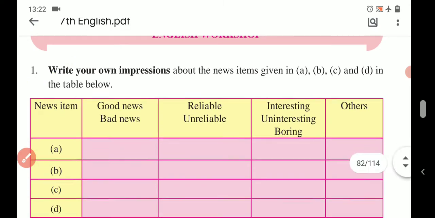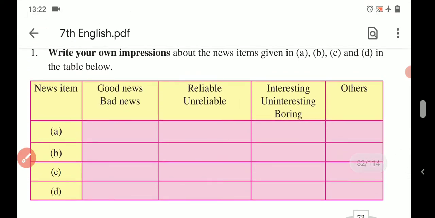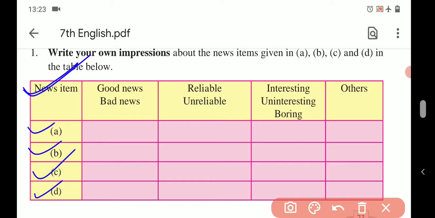We have gone through 4 news items. They are A, B, C and D. About them, we have to write our own impression. So you can write your own answer thinking of all these options given in each column. Here, the first column, which is titled as news item, and here below the news items are A, B, C and D. Next column is of good news or bad news that we have to write in front of each.